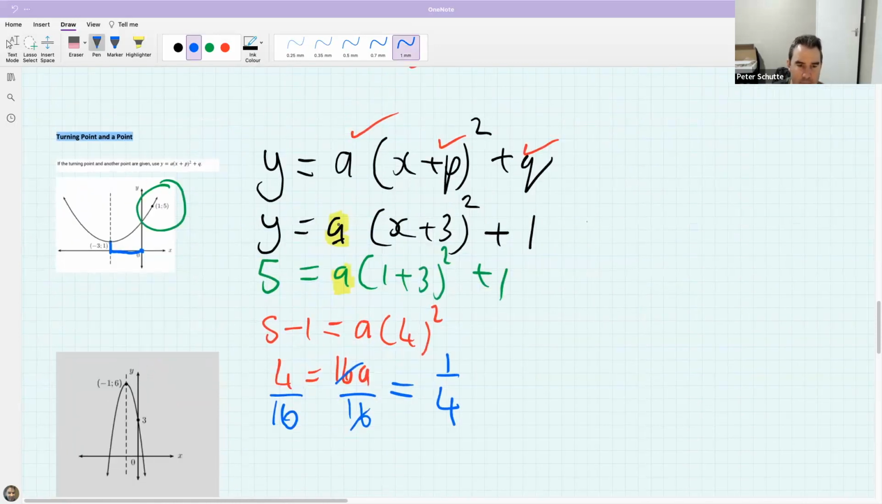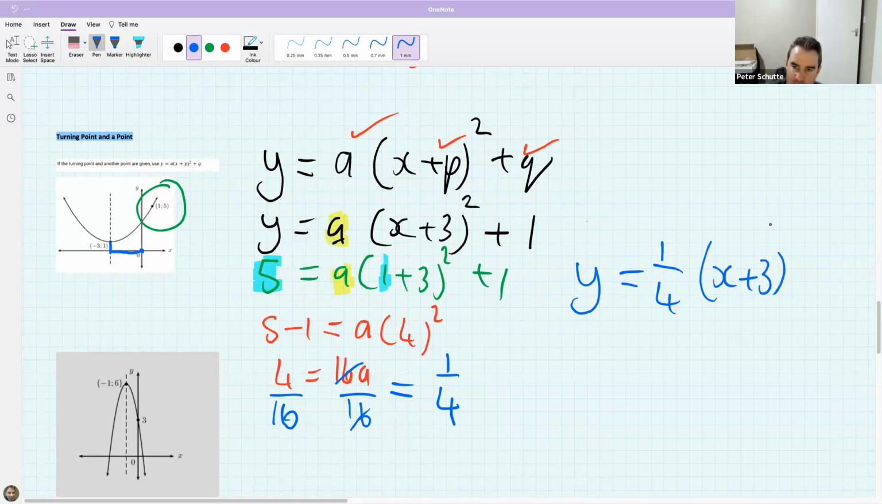So I subbed in my point, which was 1, 5. So here is my, let's use a different color, there's my 1 for x, and here's my 5 for y. When I square something, 4 times 4 is 16, and then the 1 comes across and becomes minus. So the equation of this parabola, we don't have to put it in standard form. We can put it in the alternate form. The equation of this parabola is going to be a quarter, which is the a we worked out, x plus 3 squared plus 1.